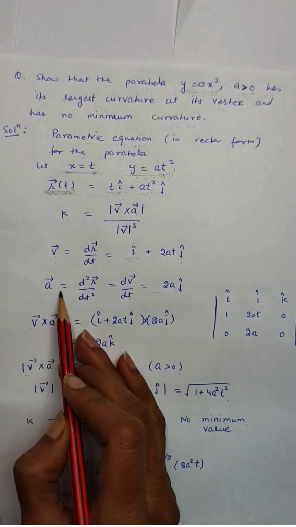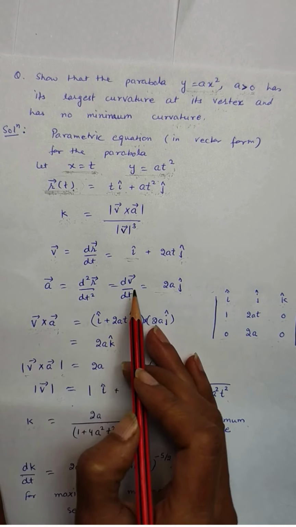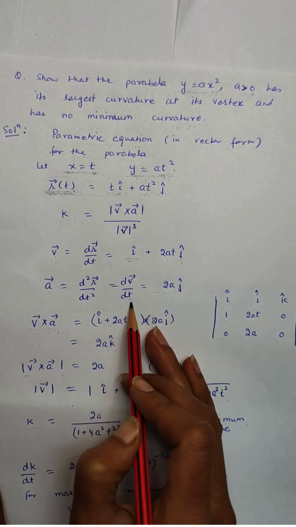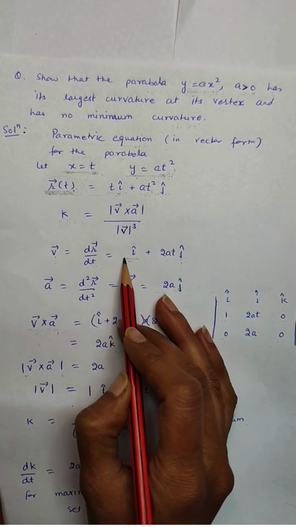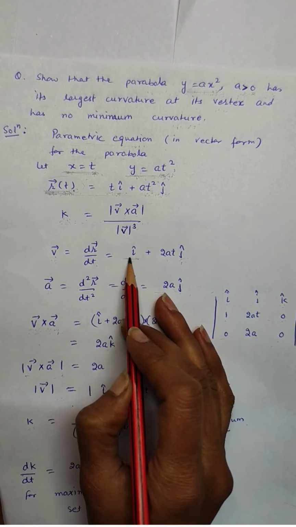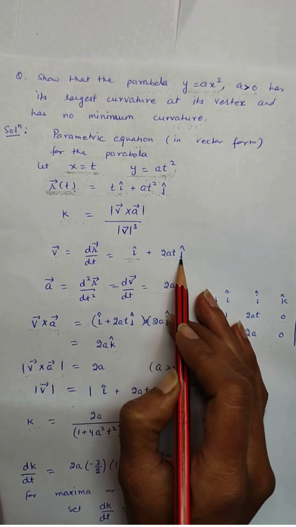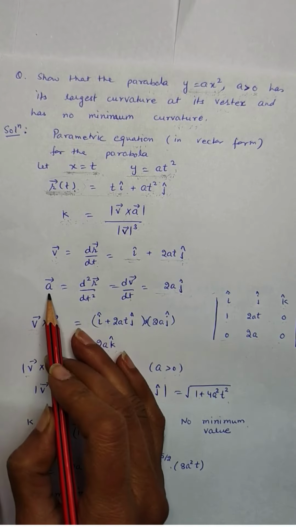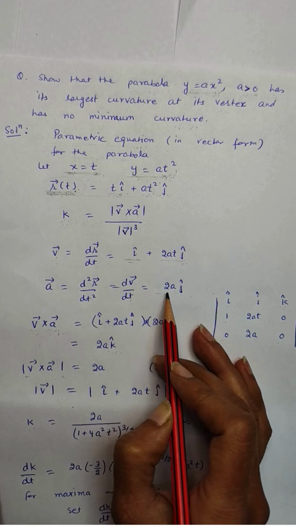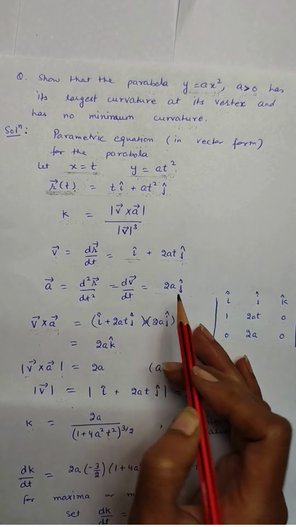Now we find the acceleration. Acceleration is the derivative of the velocity vector with respect to time. Since there is no t in the first component of the velocity vector, we simply take the derivative of the second component with respect to t, and we find that the acceleration of the particle moving along the parabola is 2aj.